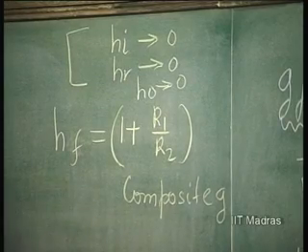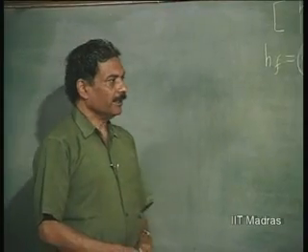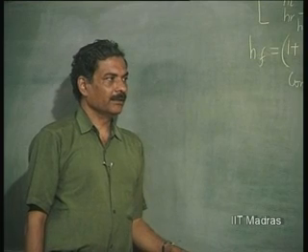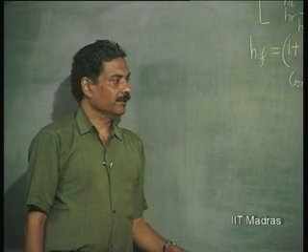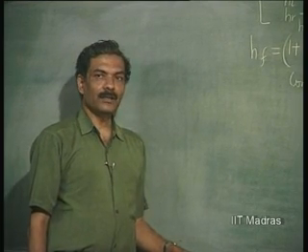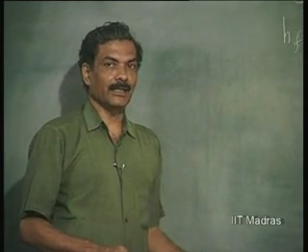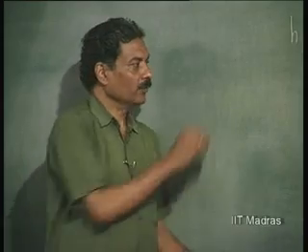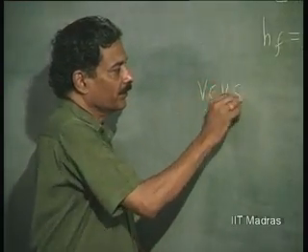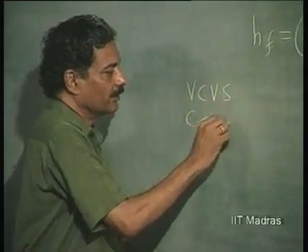Now, this completes essentially the realization of all the idealized sources. Now, there is another way of obtaining voltage controlled voltage source and current controlled current source.